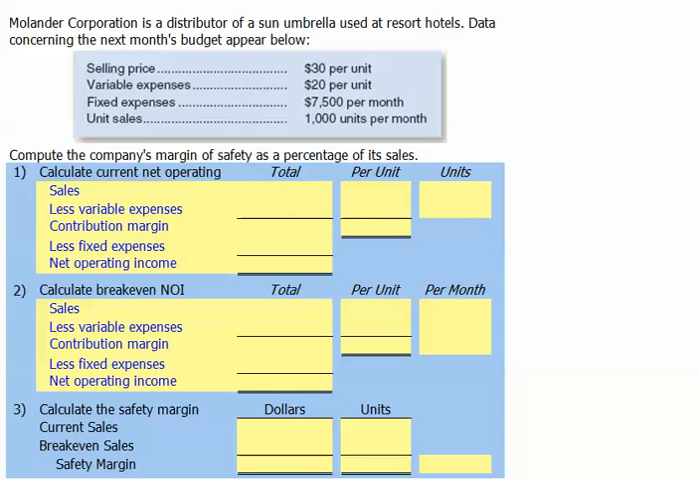Molander Corporation is a distributor of a sun umbrella used at resort hotels. Data concerning the next month's budget appear below. We need to compute the company's margin of safety as a percentage of its sales.